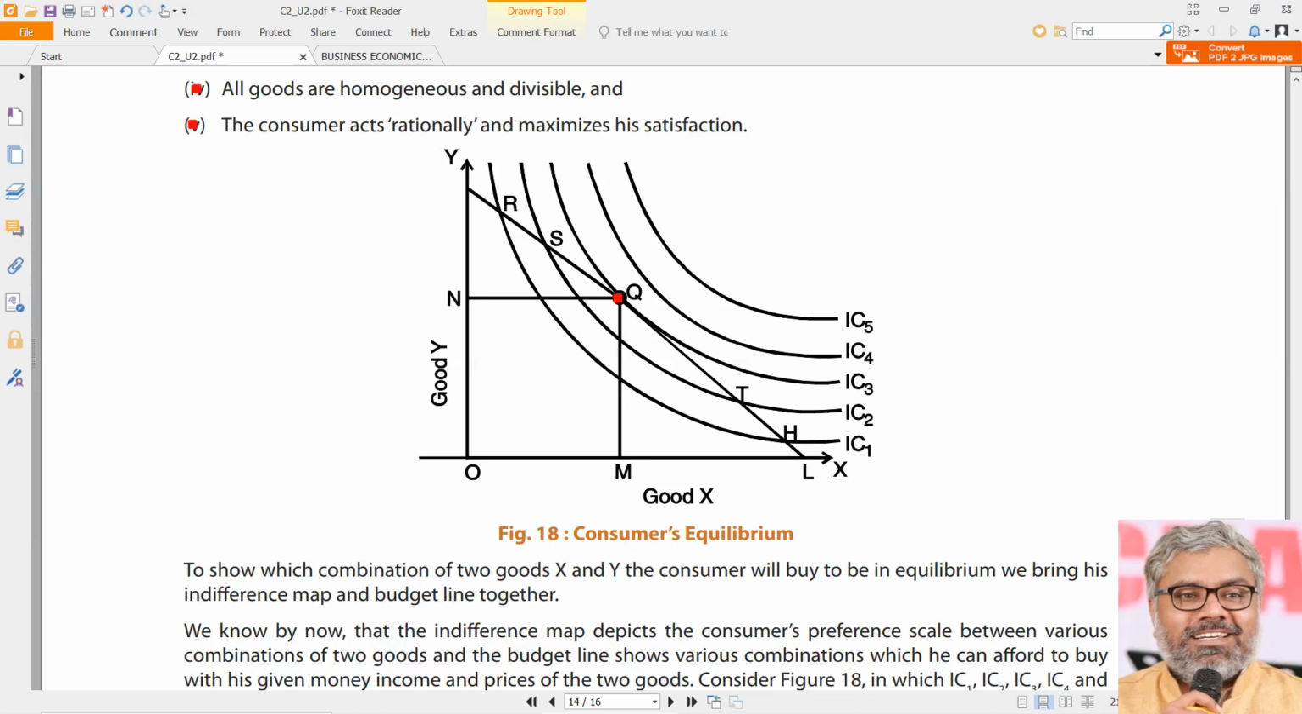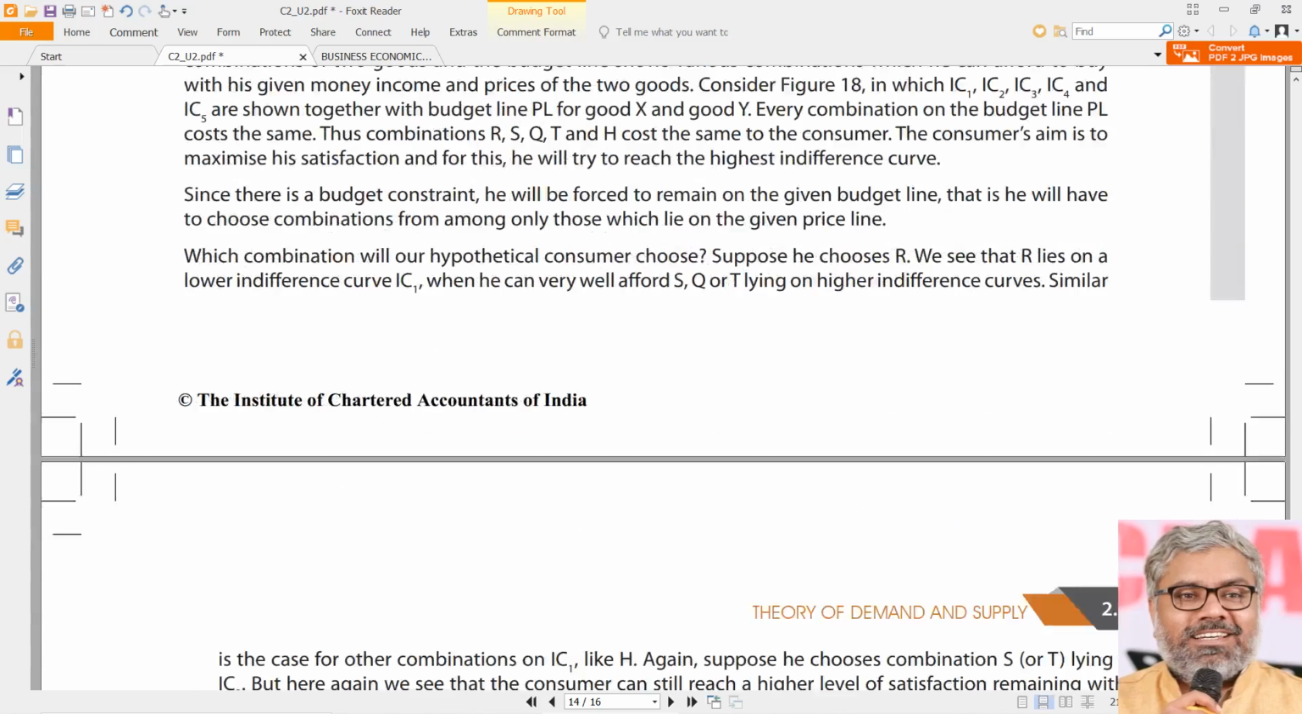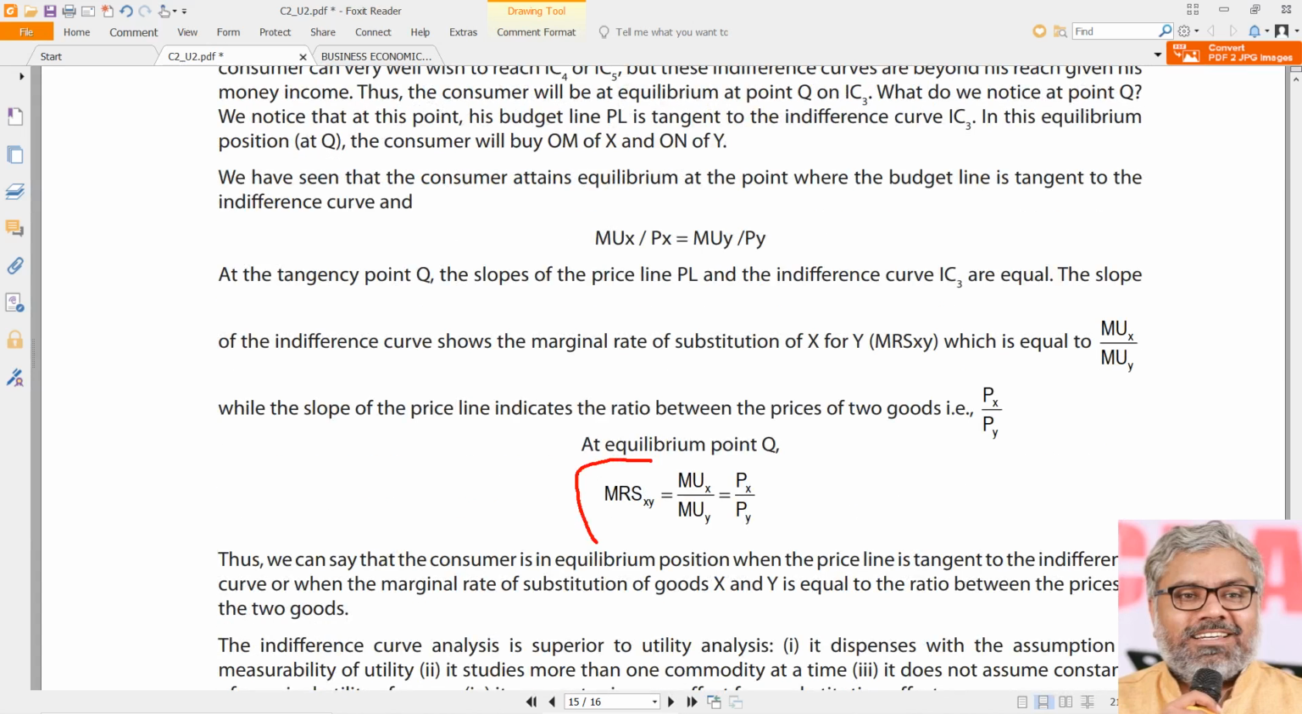But the consumer's equilibrium can be observed simply at point Q. And what is the speciality of the point Q? It is the point which is on the price line and also on indifference curve 3. So that is the point where the price line is tangential to indifference curve 3. That's where the consumer's equilibrium lies. In other words, once again, the consumer's equilibrium will be here only when at that equilibrium point, MUx divided by MUy is equal to Px divided by Py.